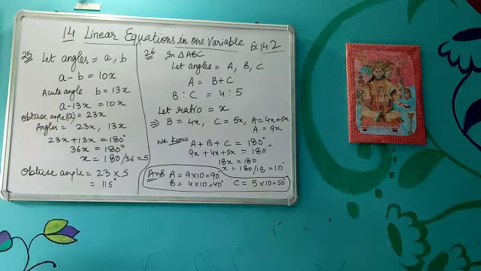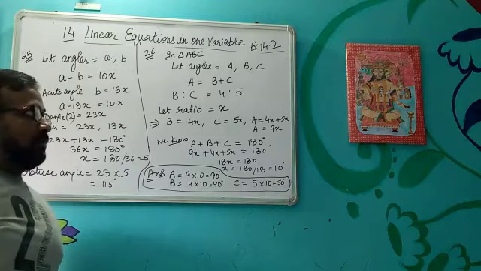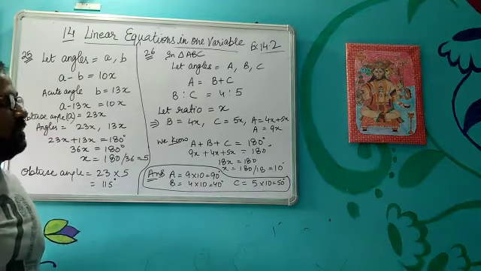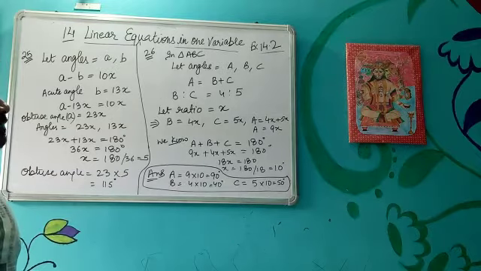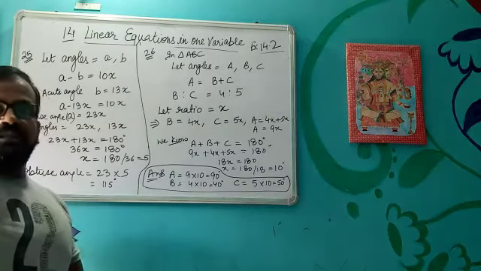So this is the end of this chapter, linear equations in one variable. We have covered how to solve the equation, then we have covered how to solve the word problems of various types. Thank you.